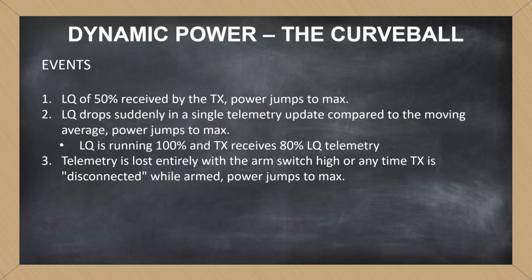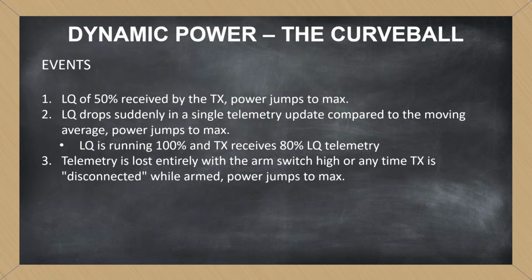So here are the events that will cause a change in power. And I do have to warn that one of the numbers I have in here is an estimate. I'm not 100% clear. Maybe Captain Bry's on it. Maybe he can help us out and confirm. But so here are the events that will trigger a dynamic power change, right? If you have a link quality of 50% received by the TX, power jumps to max. So if your link quality drops to 50%, your power is going to shoot up to max.